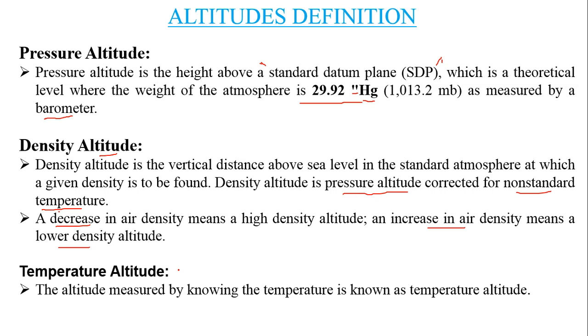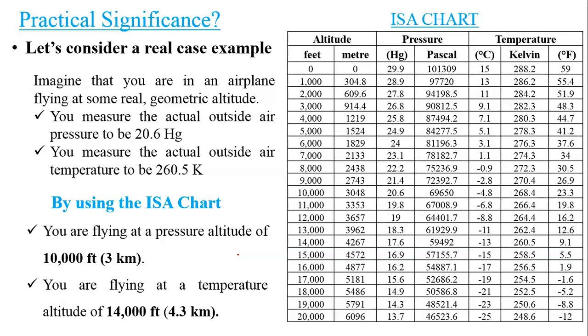Temperature altitude. If we know the temperature at some particular point, we can measure the altitude from it. So basically, the altitude measured by knowing the temperature is known as temperature altitude. What is the practical significance of these kinds of altitude? Let us consider a real case example.